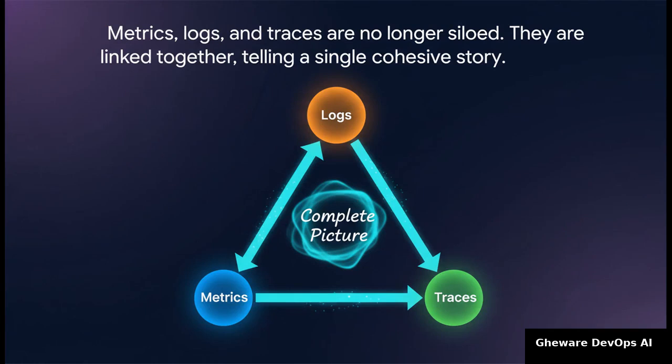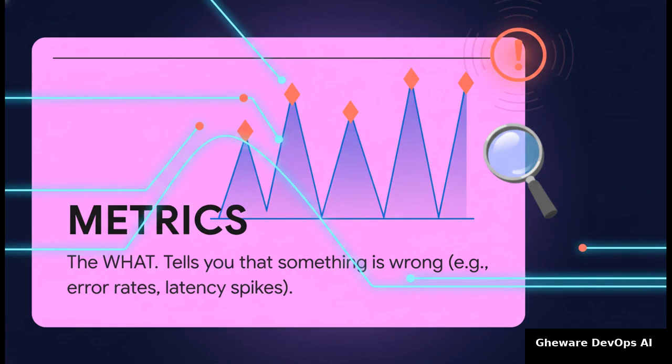So, the magic behind this dream scenario is what I like to call the correlation triangle. It's built on those 3 pillars of observability we've been talking about. But here's the crucial difference. They're not separate anymore. They are linked together, each one telling a part of a single cohesive story about what's happening in your system. First up, you've got metrics. Metrics tell you what is happening. They're your smoke detectors, your early warning system. An error rate spike or a jump in latency is basically a metric screaming, hey, something over here is wrong. But, it doesn't give you the full story.